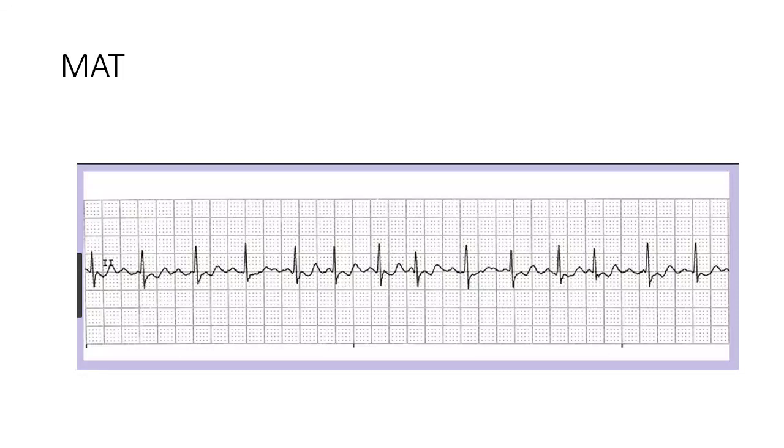This can look like a flutter, but in a flutter we have big F waves and no P waves, but we can see P waves in here, okay? Sometimes it can look like a fib. Again, we can identify our P waves in there, okay?